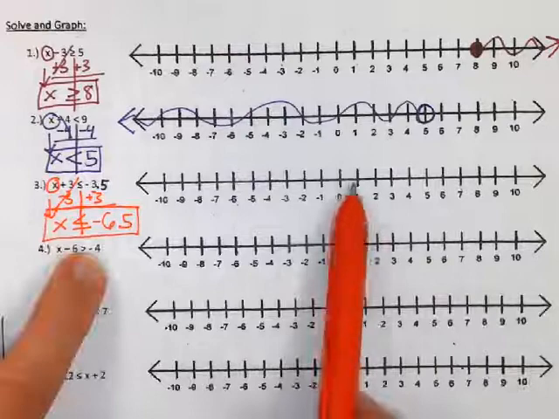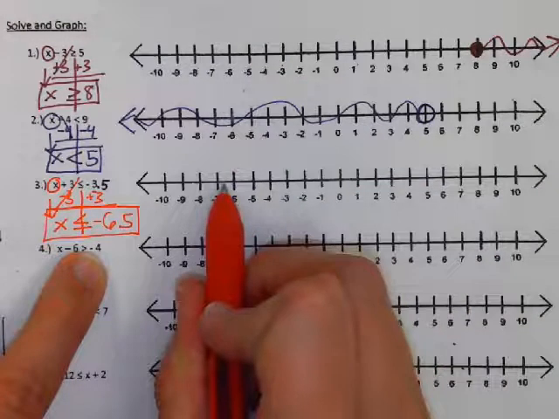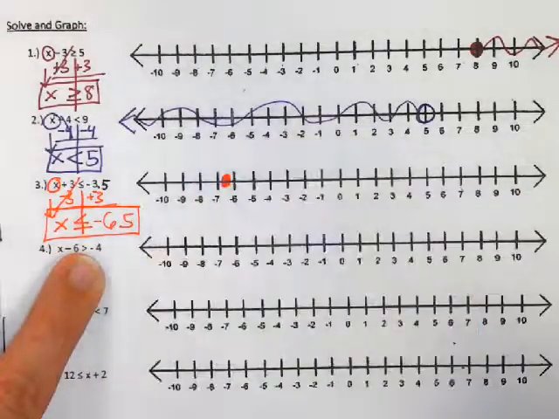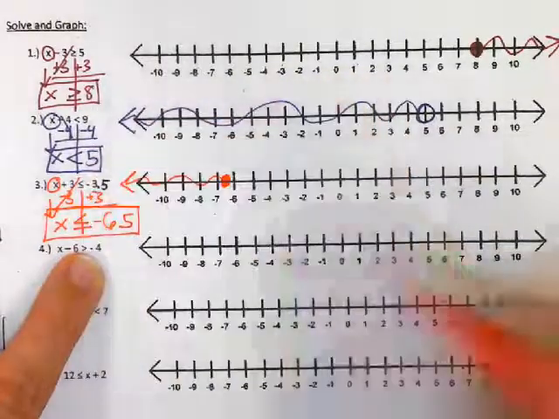So I'm going to go negative 6, and yes, I need to go at 1/2. So it's right here, and it's less than or equal to, so it's a closed circle. And less than or equal to goes to the left.